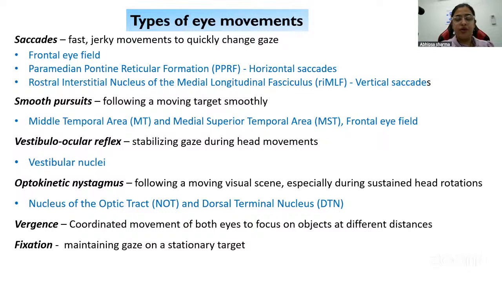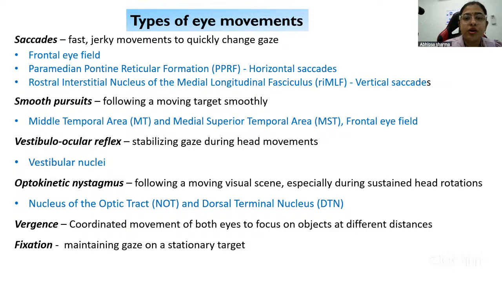So coming to the final thing, that is the types of eye movements. I will not be going into much detail of this, as this is a very vast topic. I just want to tell about the types of eye movements. The first are the saccades. So if you have to look from one object to the other object suddenly, or a fast jerky movement, that is known as a saccade.